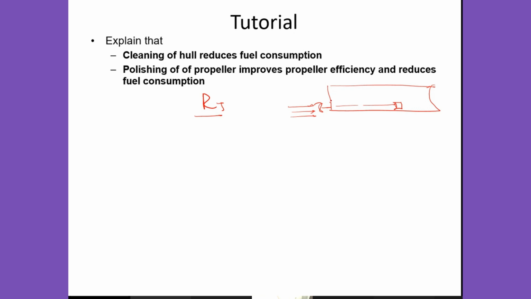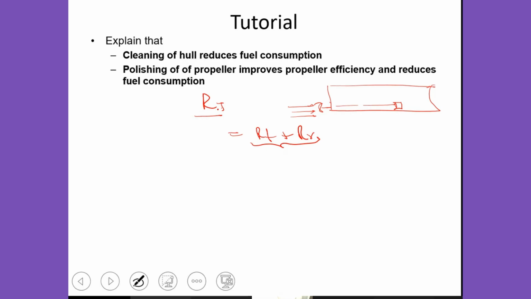Now, as the vessel moves, it encounters a resistance. That resistance is the total resistance. This total resistance is equal to RF plus RR. These are two types of resistances which the vessel encounters.